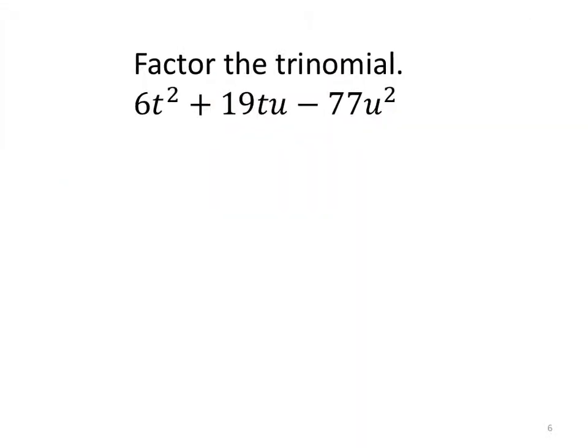Okay, here we have a trinomial with big numbers, and there are no perfect squares, no common factors, so we have to do the big numbers. We're going to use grouping because there's a coefficient that is not 1 in front of the t squared term. So we need two numbers that multiply to give us 6 times negative 77 and add to give us 19. Now, I didn't break this down anymore because I want to find those numbers, and I know if I just multiply 6 and 77 I'll get a pretty big number.